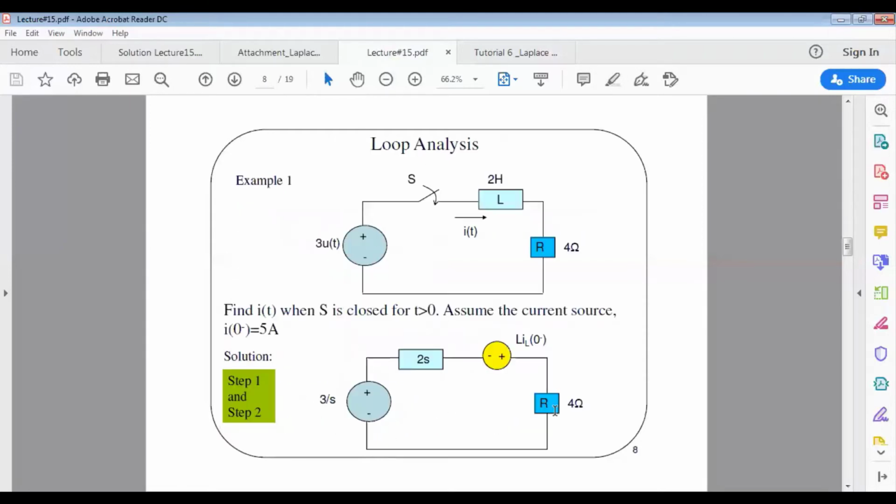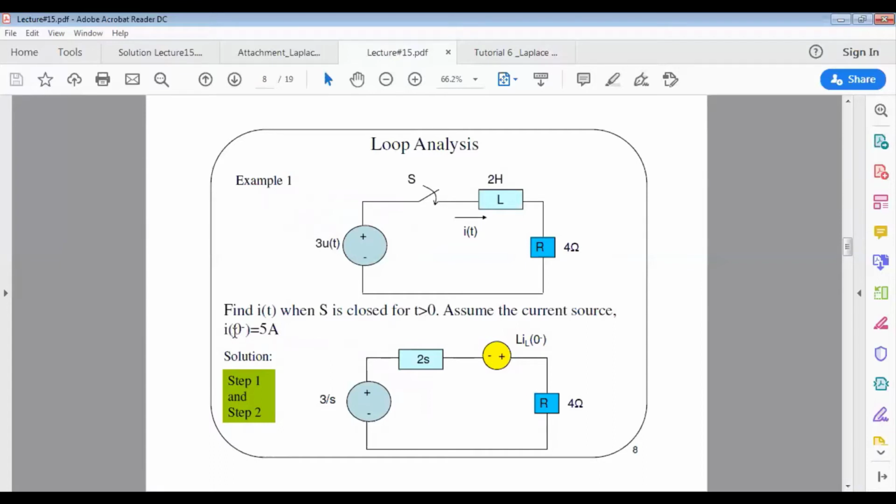Let's have a look at this example on loop analysis. We have a voltage source of 3u(t), a switch, an inductor of 2 Henry, and a resistor of 4 ohm. The question is, we need to find the current i(t) when the switch S is closed for t bigger than 0. Assume the initial current i(0-) is 5 ampere.